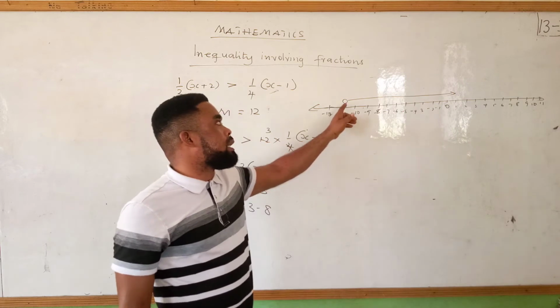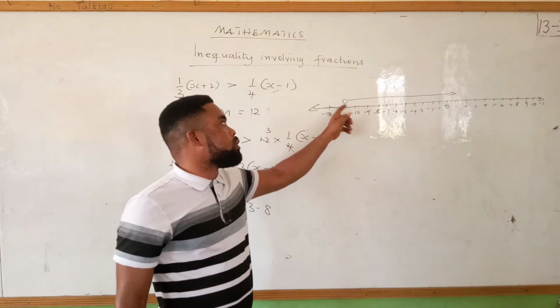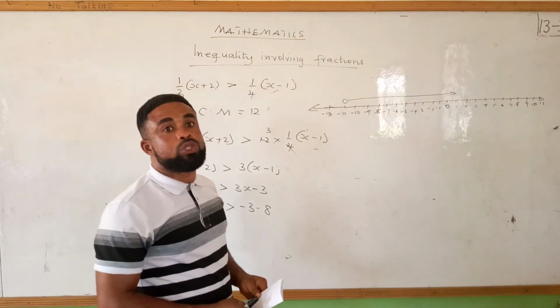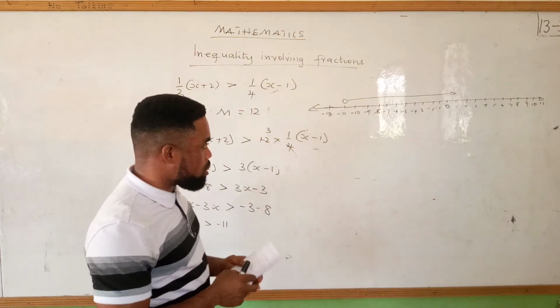So if it is not part, then you write a circle, or you circle the actual number. If it is part, you shade, as we learned last week. Okay.